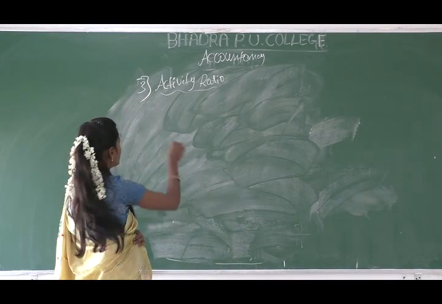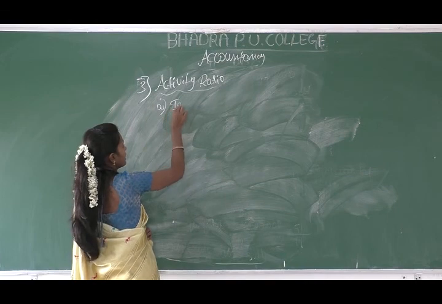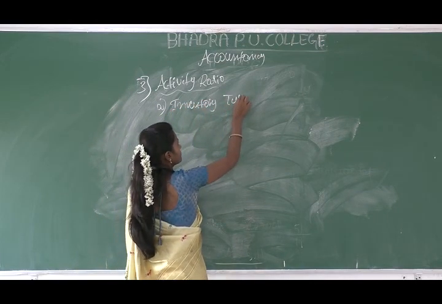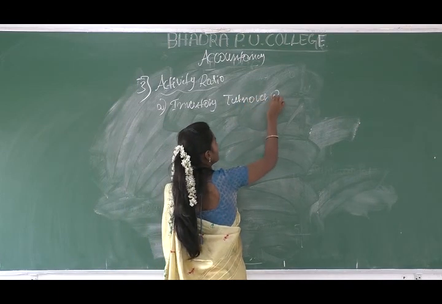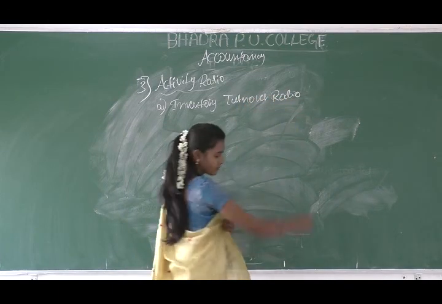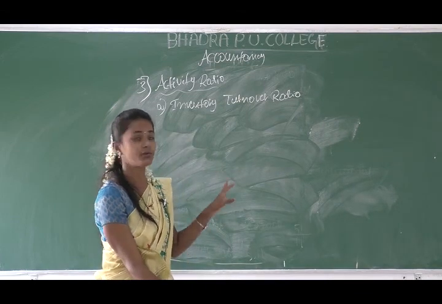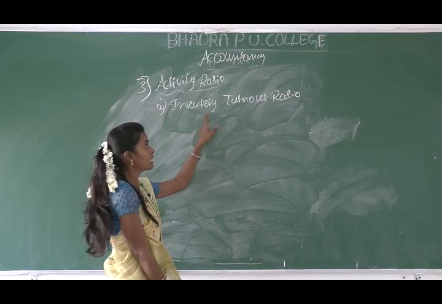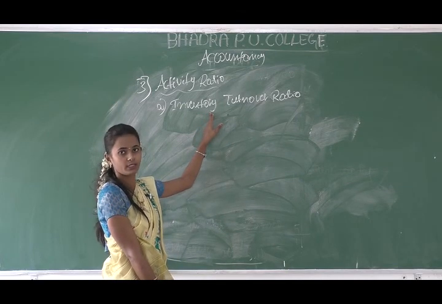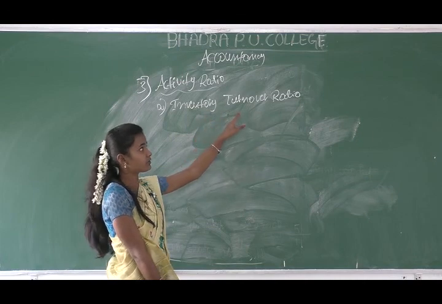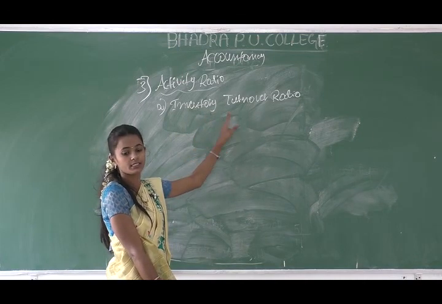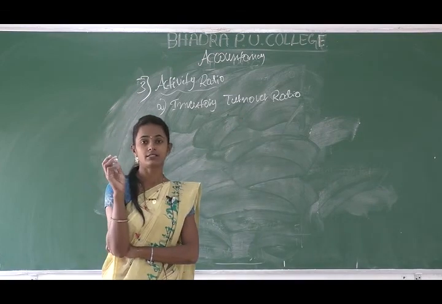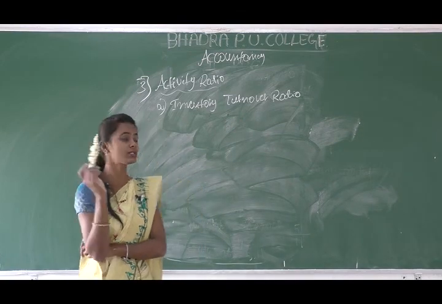Just I'll enter here. Under that, the first one is inventory turnover ratio. Inventory turnover ratio is also called stock turnover ratio, because inventory and stock are the same. For that reason inventory turnover ratio we can also call stock turnover ratio. And the second one is trade receivables turnover ratio.